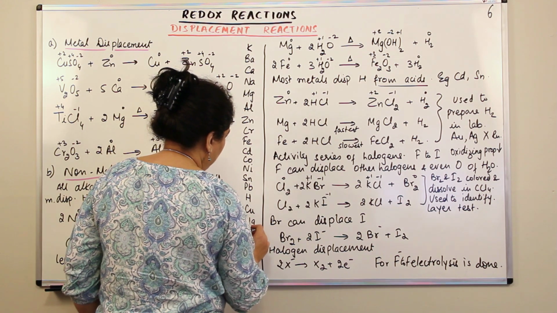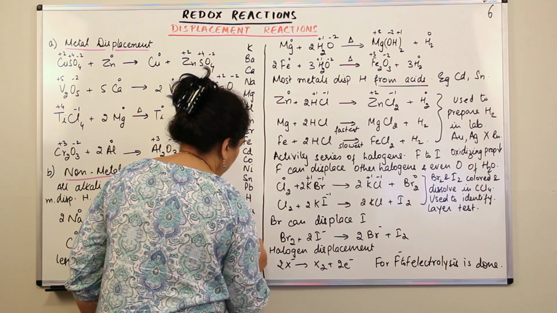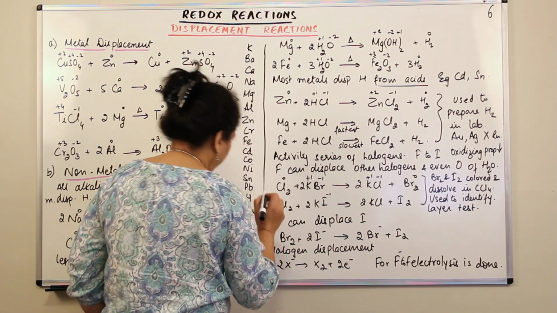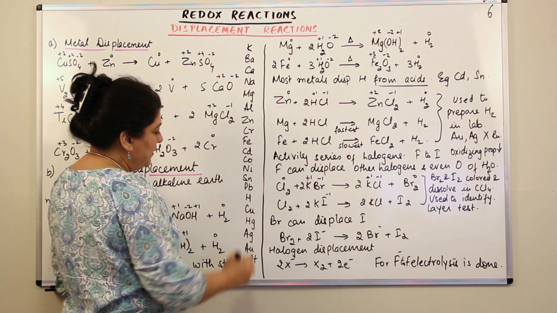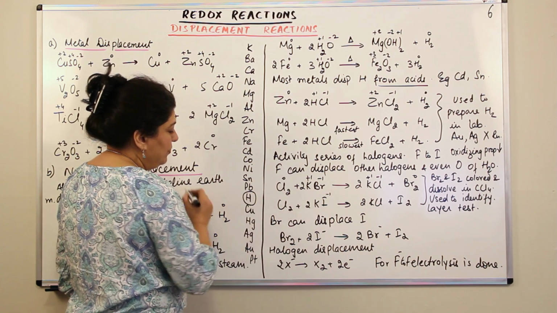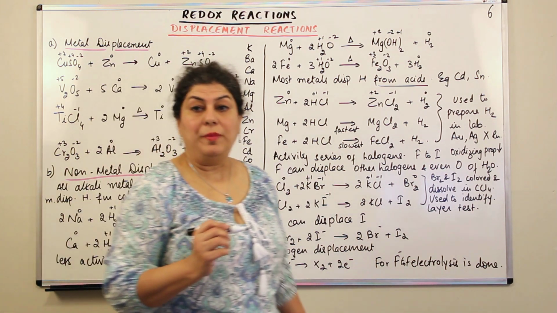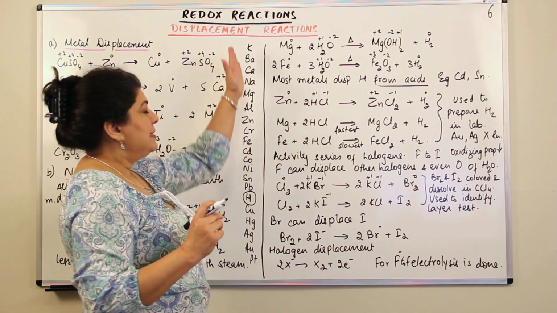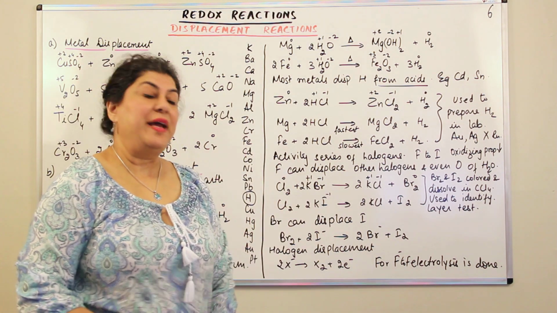mercury, silver, gold, and platinum. Out of the entire reactivity series, it is hydrogen which is a non-metal, and all others are metals. And this is the sequence of their reactivity.